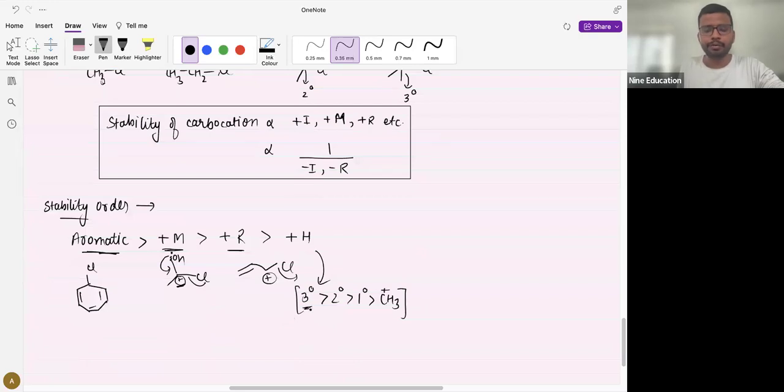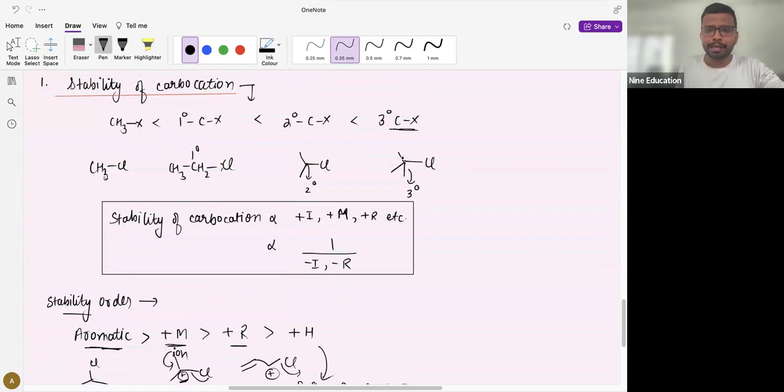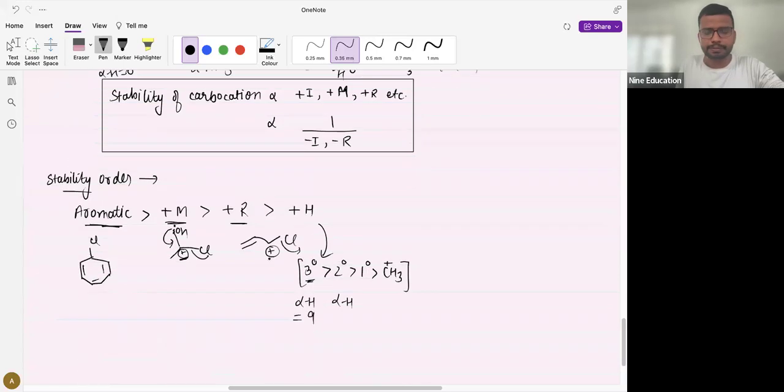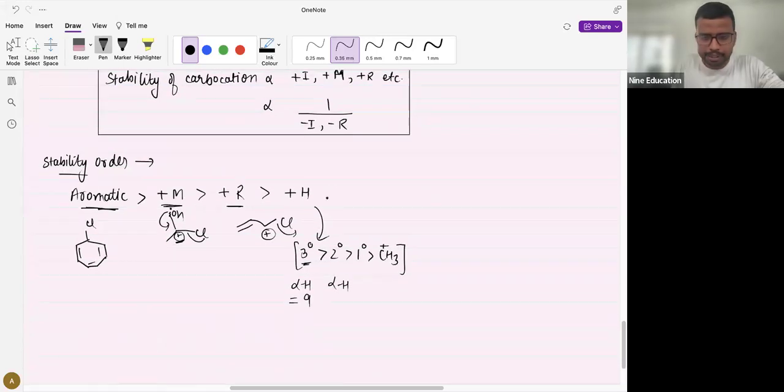In the hyperconjugation effect, 3 degree is always more stable because you need to calculate alpha hydrogens. Here 9 alpha hydrogens come, here 6 alpha hydrogens, here how many? 3, and here no alpha hydrogens, 0. Therefore, this is shown by the hyperconjugation effect. Then after hyperconjugation, you can see the inductive effect. After inductive, you can see -I, and after -I, you can see -R, and last is anti-aromatic.